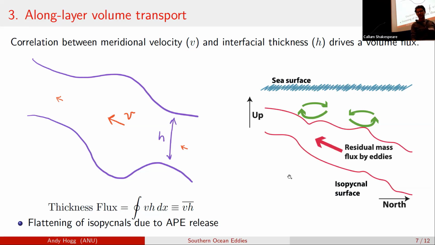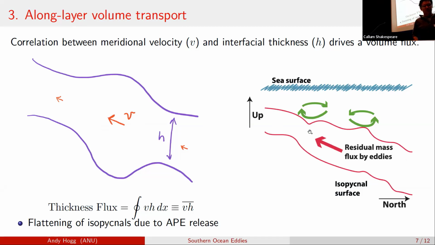When we look at the whole Southern Ocean, again, I'm looking at a transect here, and we understand from a bunch of recent studies that there is this residual mass flux in this direction as the isopycnals tilt up towards the surface. There's an eddy flux which brings fluid up towards the surface, and that's balanced by the ageostrophic Ekman transport in the surface layer.